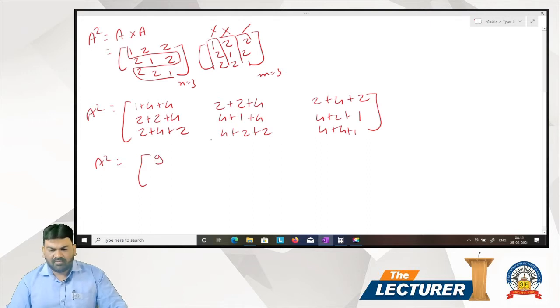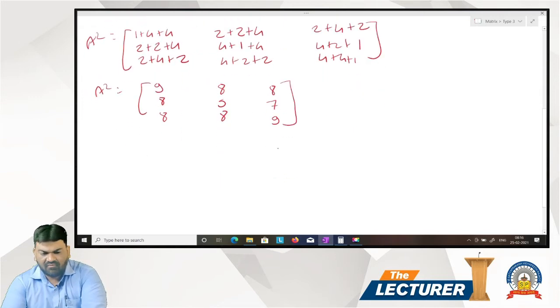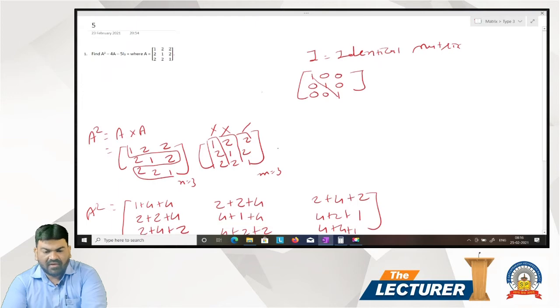Then 2 plus 4, 6 plus 2, 8. 2 plus 4, 4 plus 4, 8. 8. 4 plus 4, 8 plus 1, 9. 2 plus 4, that is 6 plus 1, 7. 2 plus 2, 4 plus 4, 8. 8. 4 plus 4, 8 plus 1, 9. This is our A square. Now we have to find 4A.